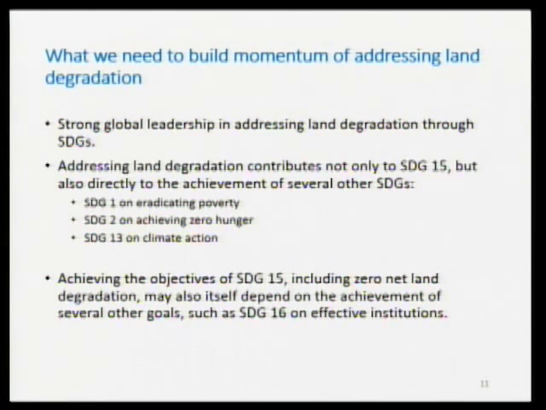So what we need to do to build momentum for addressing land degradation? Of course, it's very important that now the global community is trying to address this problem as well through the Sustainable Development Goals. Addressing land degradation will not only contribute to SDG number 15, which is specifically about land degradation and biodiversity loss, as Professor Lal pointed out, but also it will help in achieving many other sustainable development goals, like eradicating poverty, achieving no hunger, and also climate action. But at the same time, based on our results, addressing land degradation also depends on action on some other SDGs, like, for example, having effective institutions, which are crucial for sustainable land management.